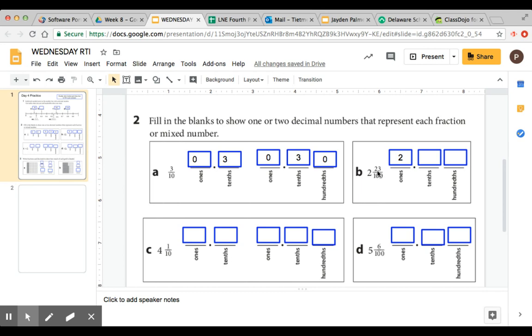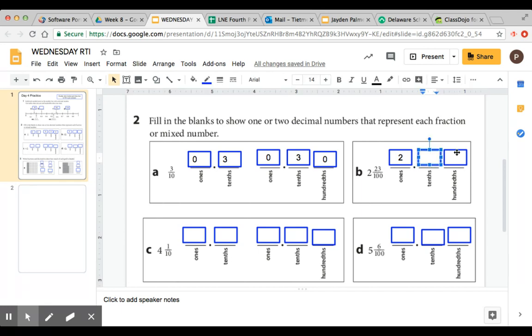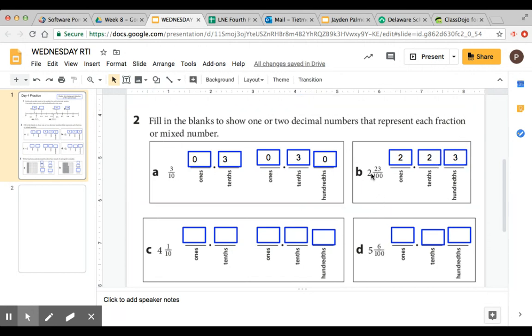Well, if you look at the number 23, I can see that I have a 2 there in the tens place. And your hundredths is going to be represented by your ones place. So we have a 3 there. So if we were to write 2 and 23 hundredths as a decimal, it would look like this, 2.23. So you can use these examples to help you answer C and D.